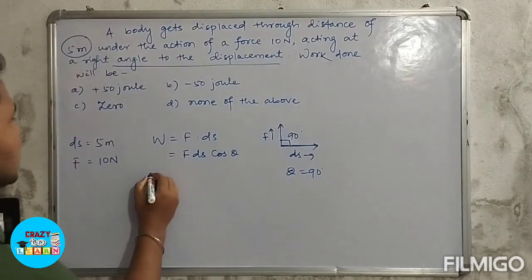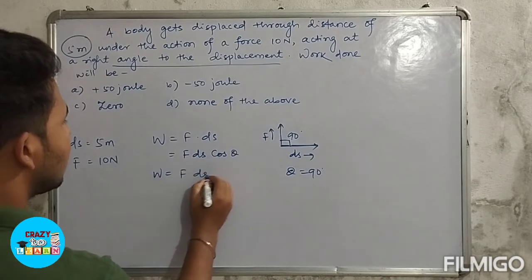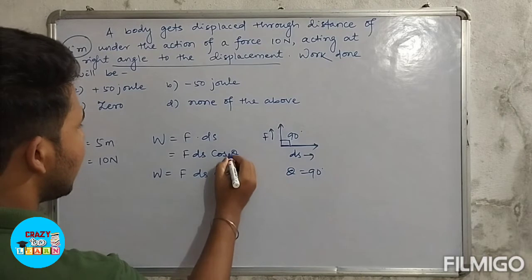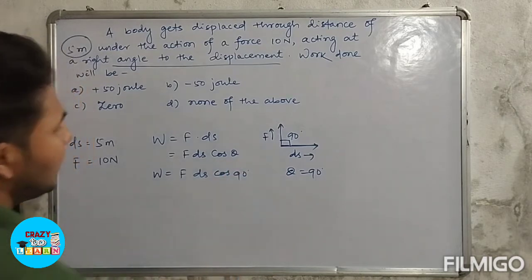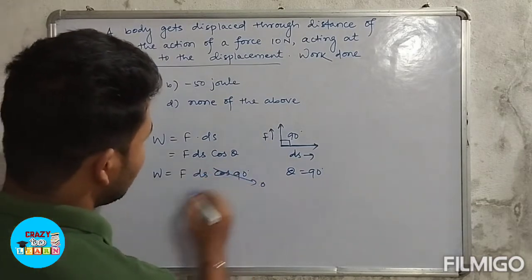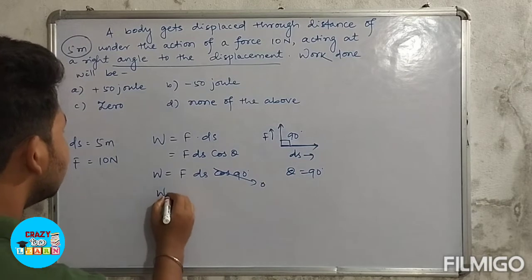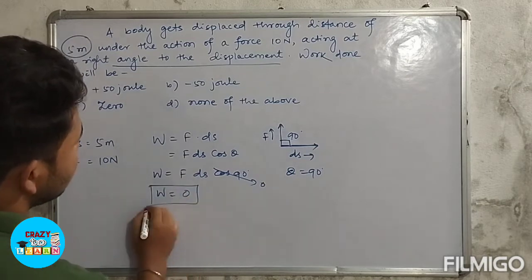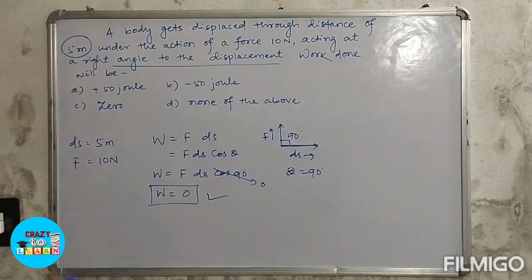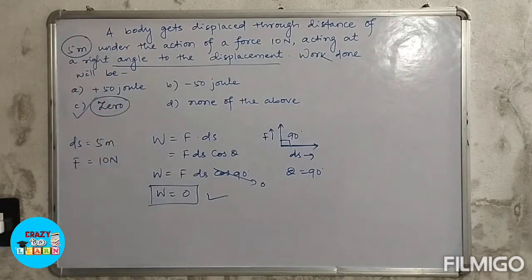So for this question, when we find work done, W is equal to F ds cos theta. In the place of theta we put 90, cos 90, and we know the value of cos 90 is equal to 0. So F ds into 0 will be 0. So W is equal to 0. The work done will be 0. Option C is the correct one. Are you all clear? Now we will go for the next question.